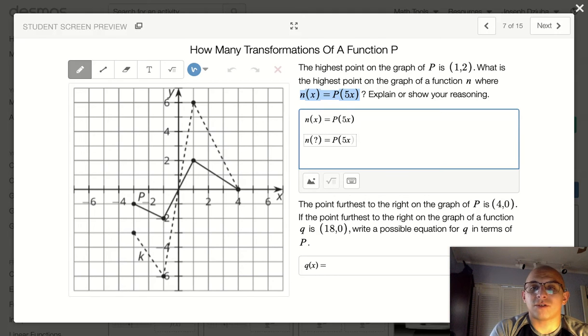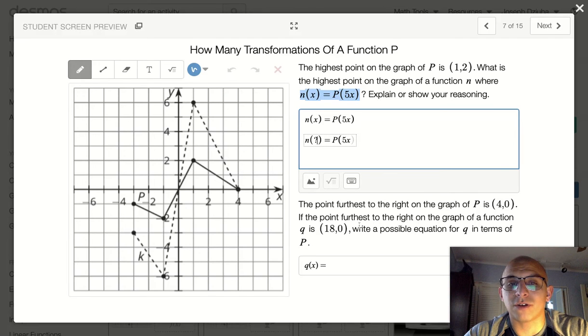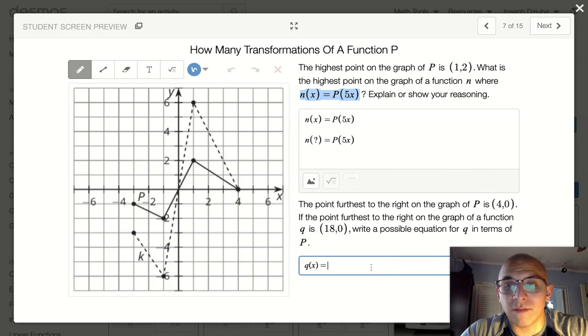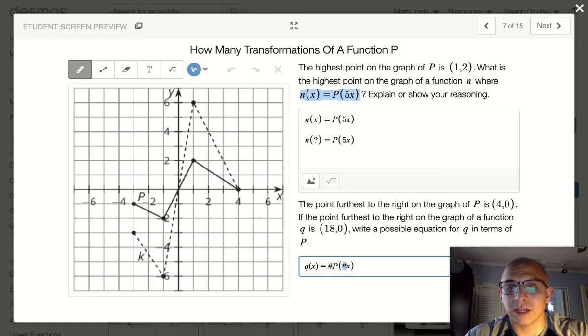The point furthest to the right on the graph of P is 4, 0. The point furthest to the right on the graph of function Q is 18, 0. Write a possible equation for Q in terms of P. Once again, I'm going to overemphasize what is changing, the input or the output. That should be first and foremost what determines where your scale factor is going to be located. Will it be attached to the input, or will it be multiplied to the entire output? Things to consider.